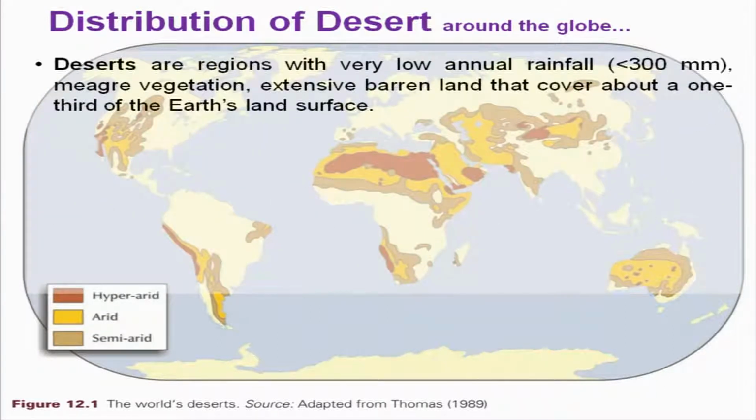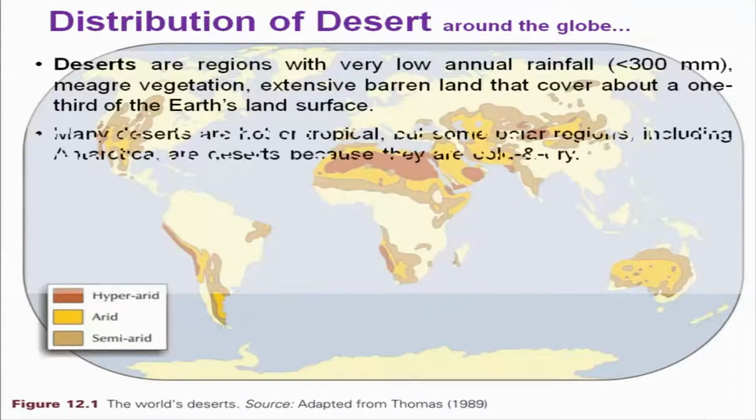So, distribution of desert around the globe. Deserts are regions with very low rainfall, ranging less than about 300 millimeter, with meager vegetation and extensive barren land that covers about 1/3 of Earth's land surface. So, deserts are also extensive, and it is not that we see the deserts in very limited pockets, but it covers about 1/3 of Earth's land surface.